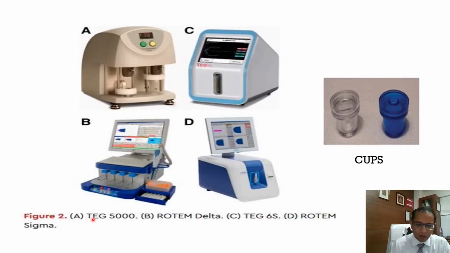These are the various instruments that are available. The other viscoelastic test along with TEG is ROTEM, or rotational thromboelastometry. Depending upon which you have in your institute, you can use that. But more common in this part of the world is TEG. So this is a TEG 5000, if you can see, and this is ROTEM delta. This is TEG 6S, and this is again a ROTEM sigma. So you have these cups which I was talking about, in which the pin goes. So this is the cup which is generally used.